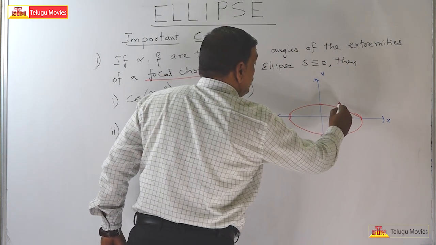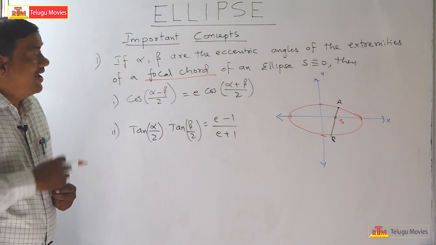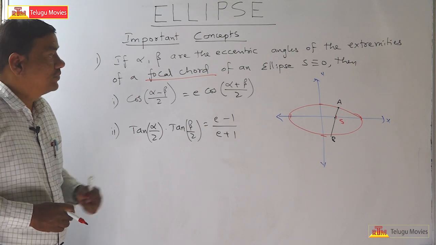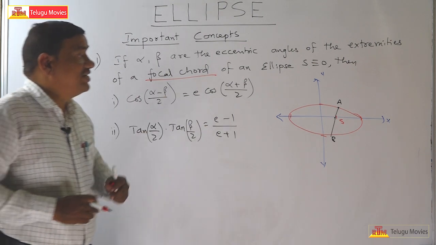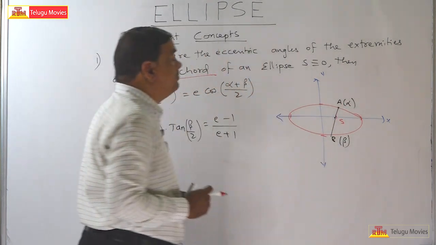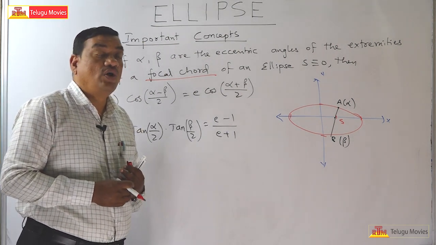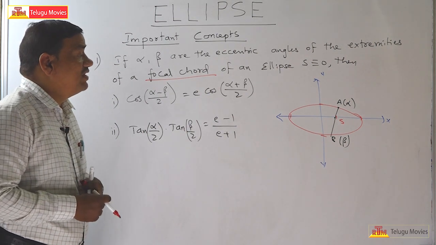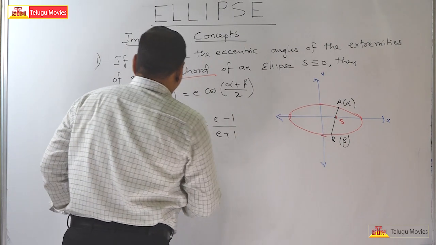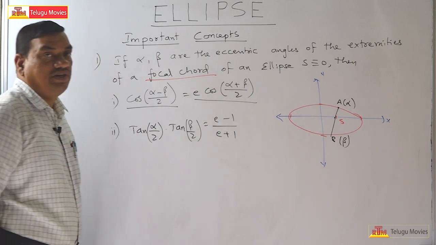So, these are A and B, the extremities of the focal chord. Let the eccentric angle of A be alpha and the eccentric angle of B be beta. Already we explained what an eccentric angle is. Now the relation between alpha, beta and e is cos of (alpha minus beta) by 2 is equal to e times cos of (alpha plus beta) by 2.